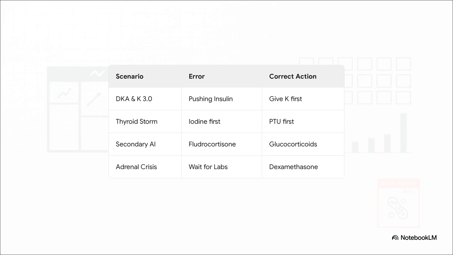Trap 3. Giving fludrocortisone to a patient with secondary adrenal insufficiency. Their RAS pathway is entirely intact, so they only need glucocorticoids, not mineralocorticoids. And Trap 4. Delaying crisis-level steroids to wait for a cortisol panel. In refractory shock, you push dexamethasone immediately.